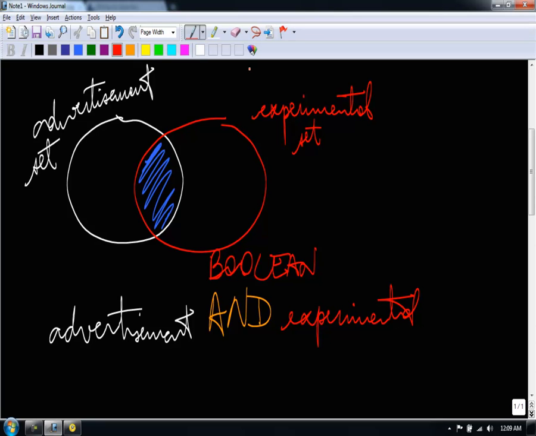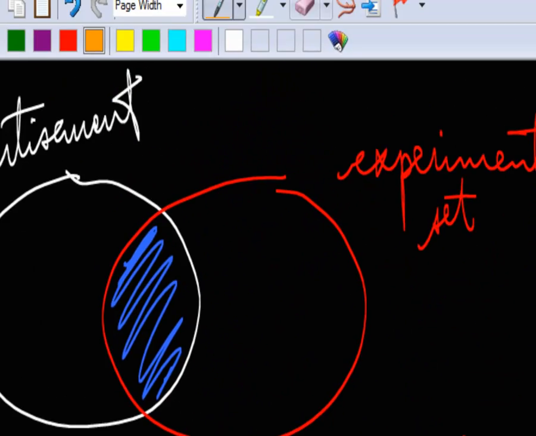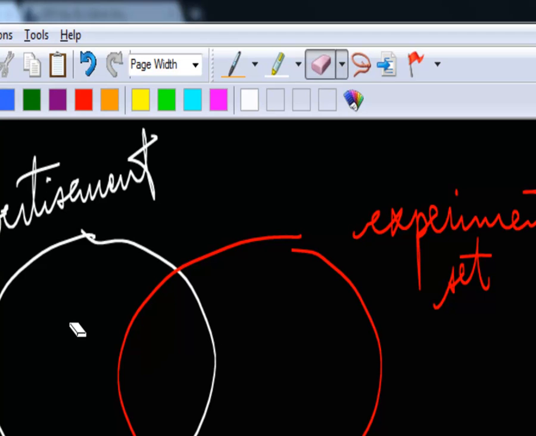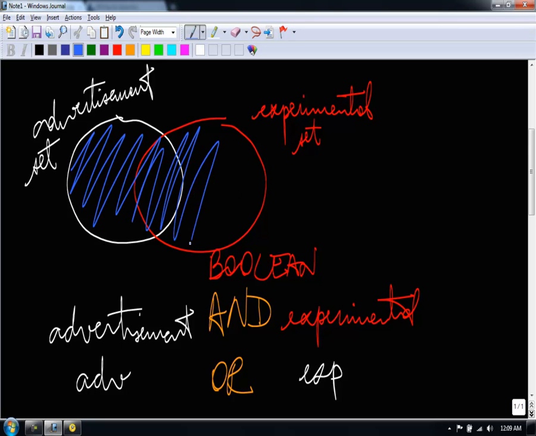However, if instead of AND, I say advertisement OR experimental, what I'm saying is instead of just the intersection, I want references that are in the advertisement set or the experimental set. I don't care where they are, they can be either here or here. So the OR search would retrieve everything from the advertisement set, everything from the experimental set, and everything that is in between those two.